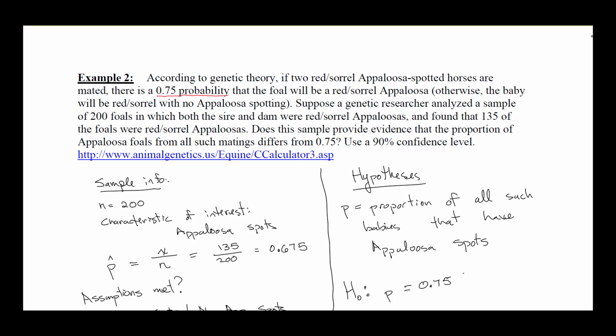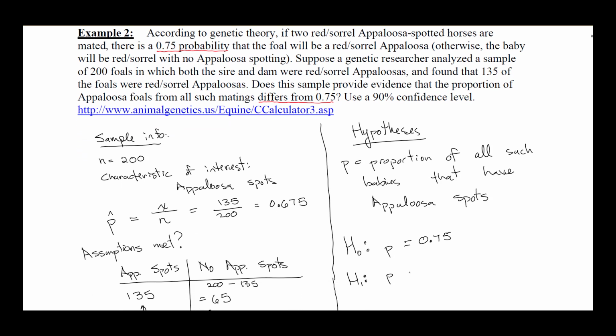And then for the alternative hypothesis, we need to decide whether we are being steered in some direction or whether it's going to be a two-tailed test. We look at the way that our problem is phrased when it's asking us to do our analysis. Does the sample provide evidence that the proportion of Appaloosa spotted foals differs from 0.75? So if you look at that, you see, oh, it differs from. Is that steering us in a direction? If it said over 0.75 or under 0.75, then we'd be looking at a one-tailed test. But because it just says different from, now we've got a two-tailed test. So my alternative hypothesis is going to be just P not equal to 0.75.